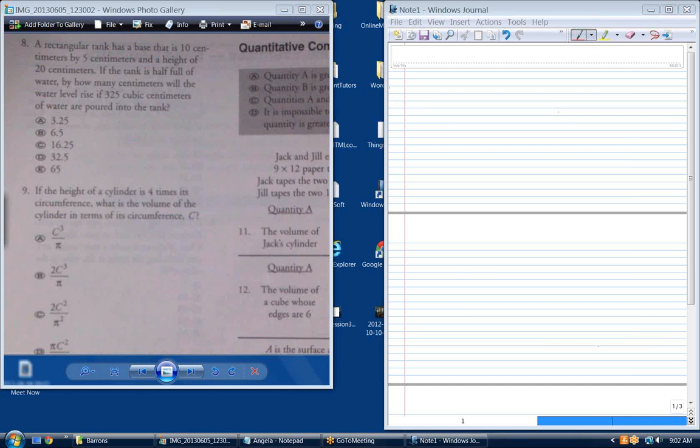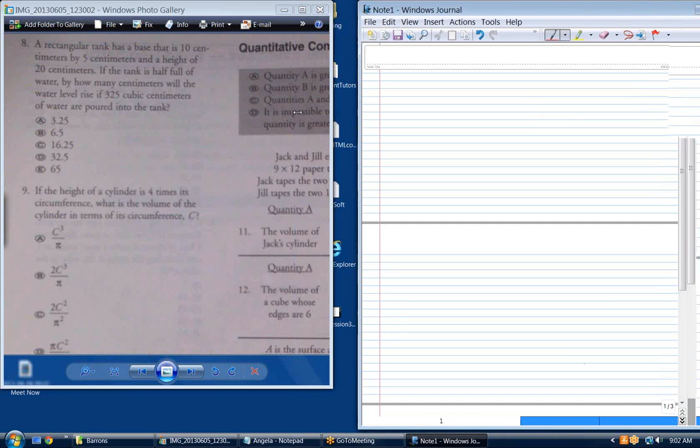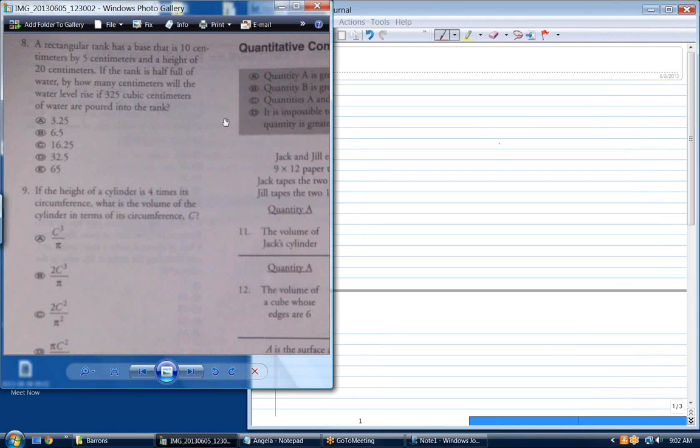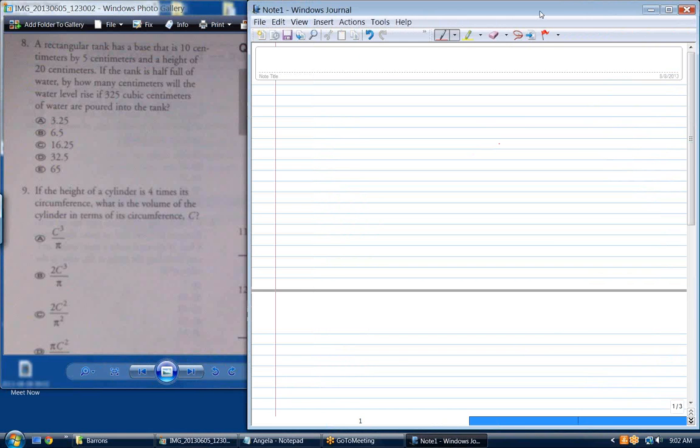All right, let's see. Can you read that okay? Yes, I can. Okay, we got through number 7 last time on solid geometry, so let's pick up with 8. Okay.